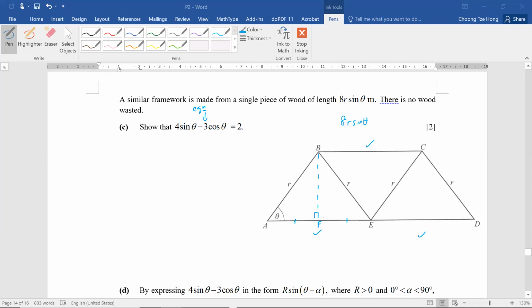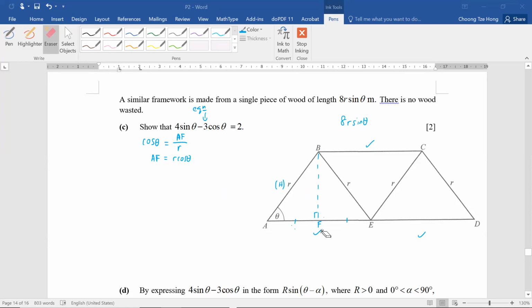So what is AF? We can just use trigo ratio, since we have a right angle triangle. The angle theta is here. This will be the adjacent side, and what we have is the hypotenuse. So we have the adjacent and the hypotenuse, so we will use cosine. Cosine theta will be AF over r. So AF will be equal to r cosine theta. Okay, now you think about it.